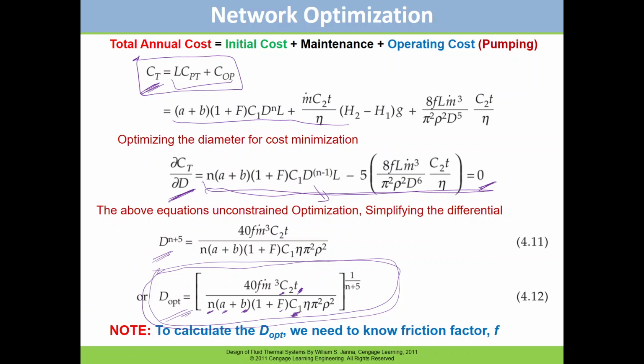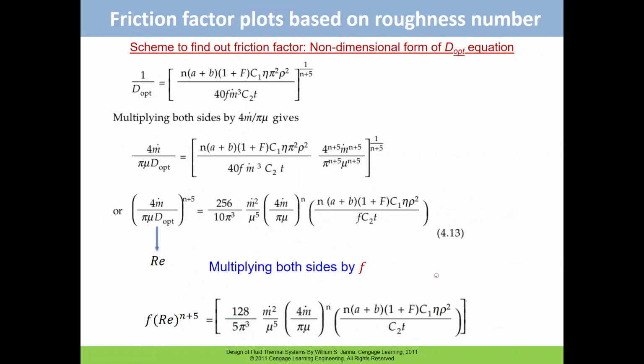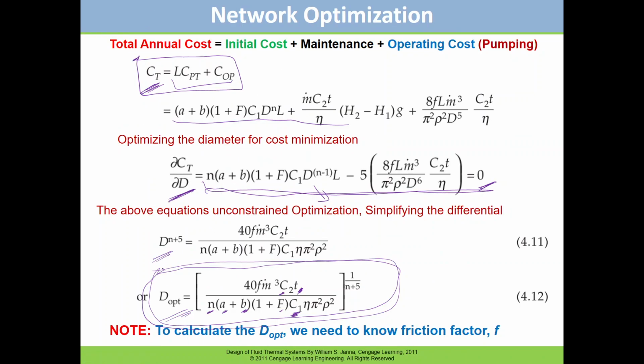Assalamu alaikum. So in continuation with the network optimization, in the last lecture you saw that we come to the point where we get the optimal diameter, which takes this form. So remember that we want to optimize the diameter, right?